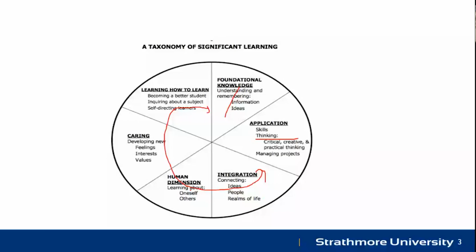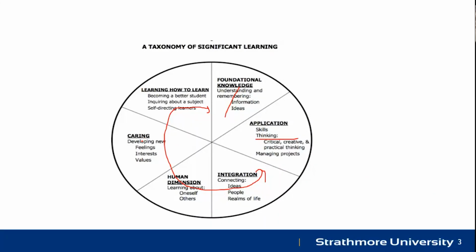Then the human dimension. How do you design your course in such a way that students learn about themselves and others? That means there should be a lot of collaboration there. So self-directed learning and also learning in groups, discussions and all that.